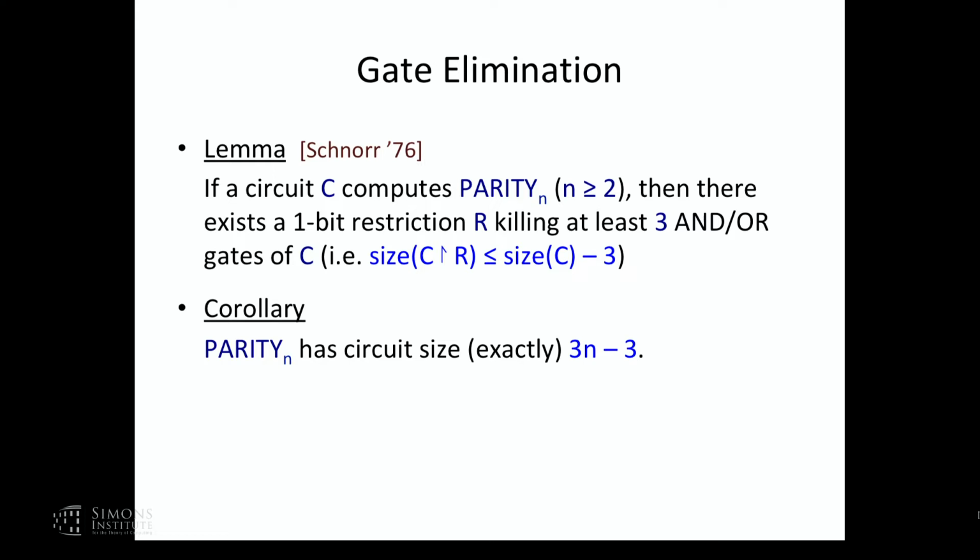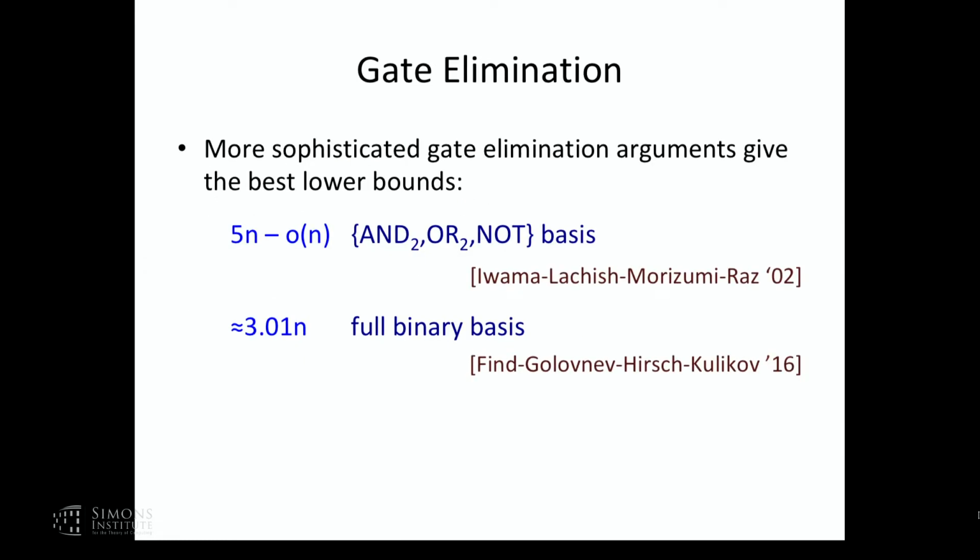So 5n is already state of the art, and here we've gotten at least something which is better than the most trivial lower bound you can imagine, which would be just n. This is for bounded fan-in. This is just to illustrate what a gate elimination argument is. By much more sophisticated gate elimination arguments, we get the best state-of-the-art lower bound, almost 5n for circuits in this basis.